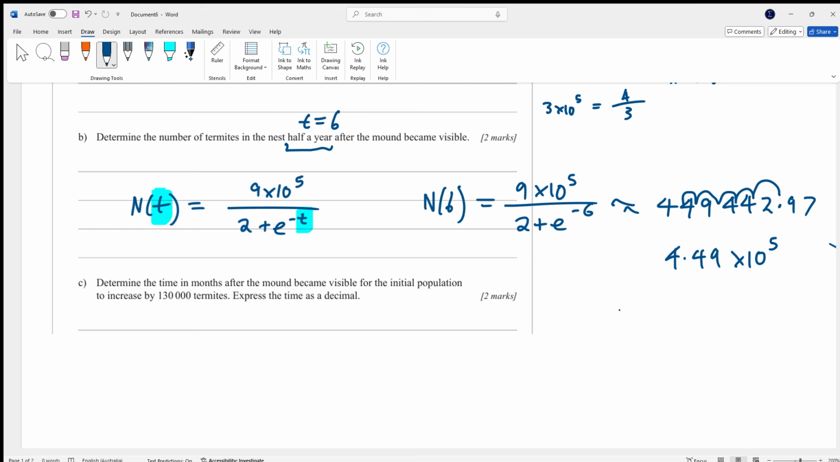Now, if you're wondering where I got that number from, I just chucked that into my calculator. I did not think of that in my head. Remember, this is a calculator exam as well, so we're going to need to use it.